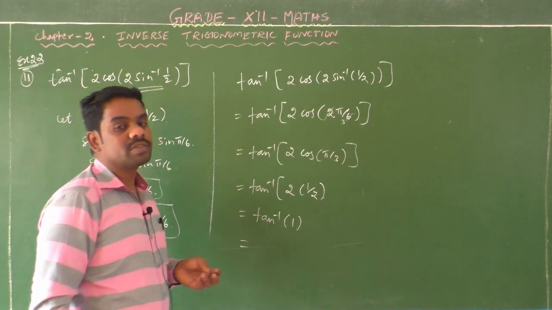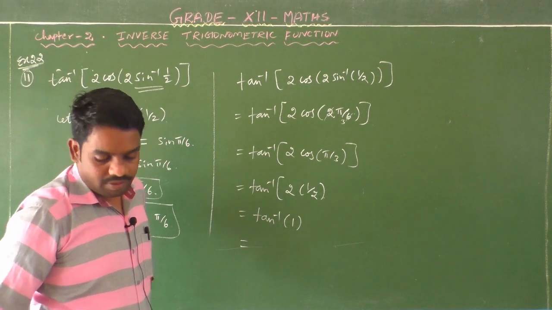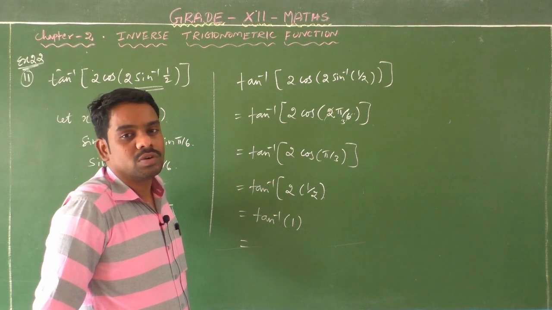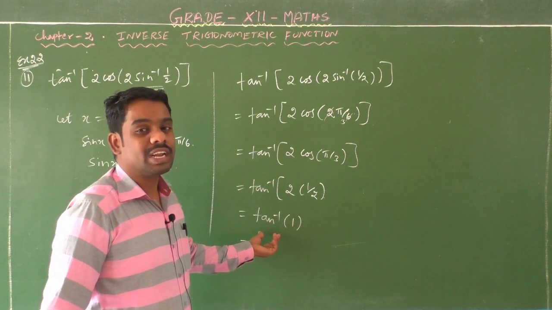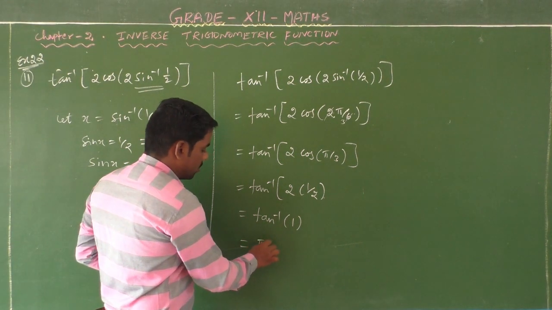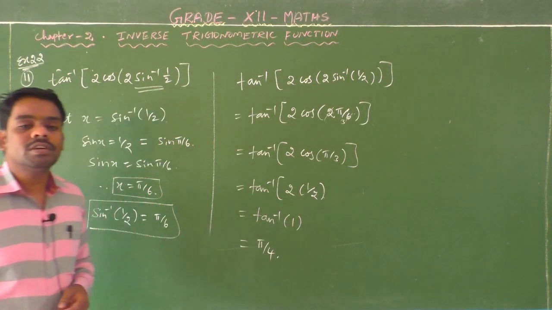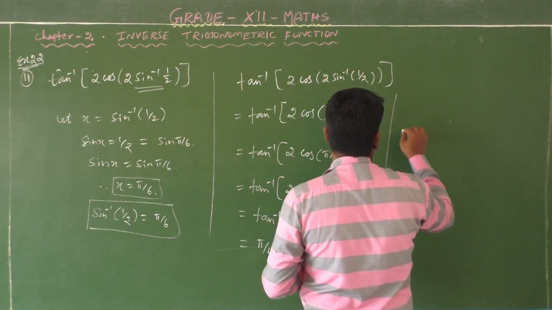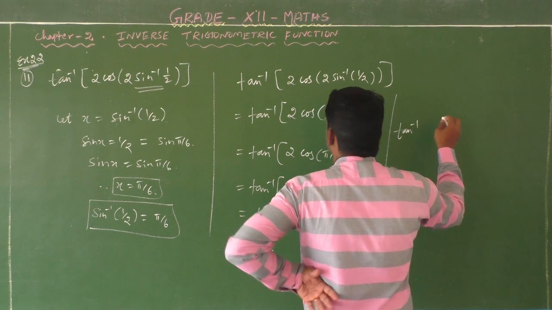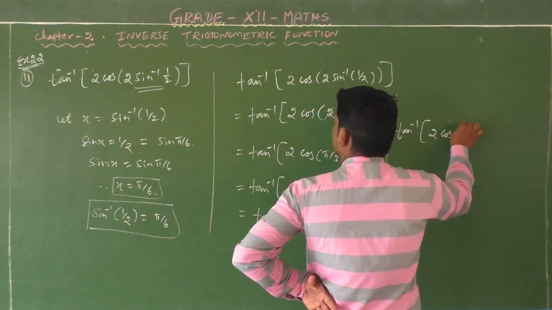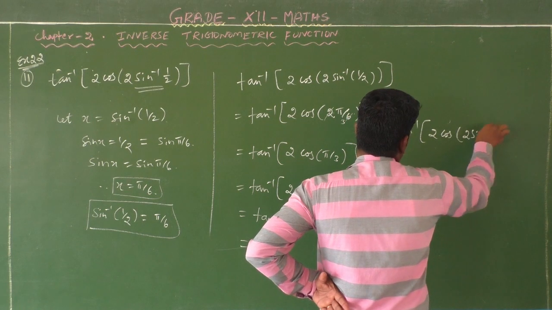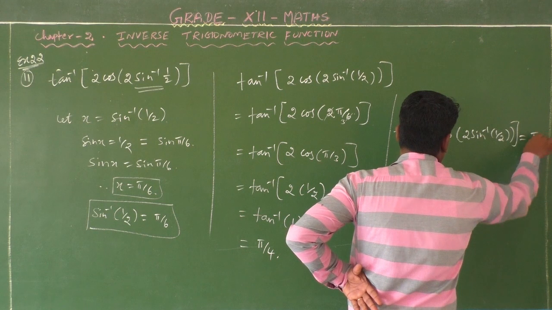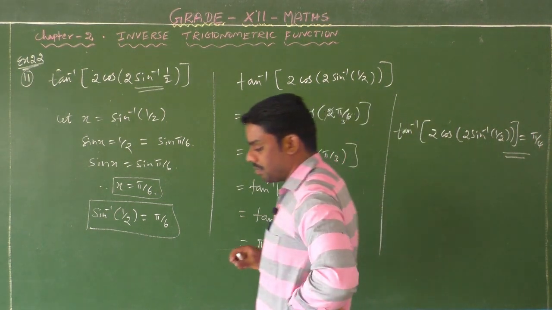You know the value of tan inverse of 1. Tan pi by 4 is equal to 1. Therefore, tan inverse of 1 is equal to pi by 4. So the value of the given question, tan inverse of 2 cos of 2 sine inverse of 1 by 2, is equal to pi by 4. This is the answer. Okay, very simple question.